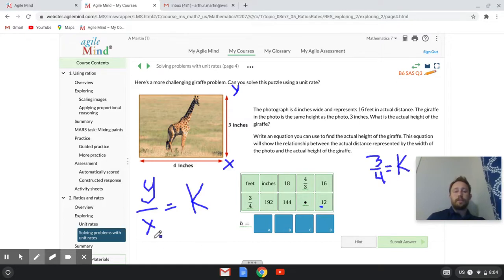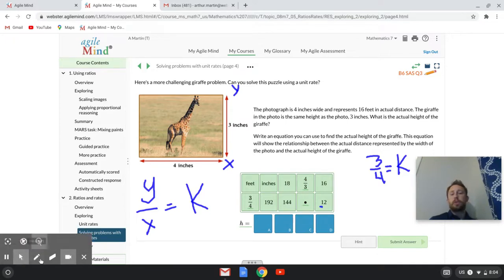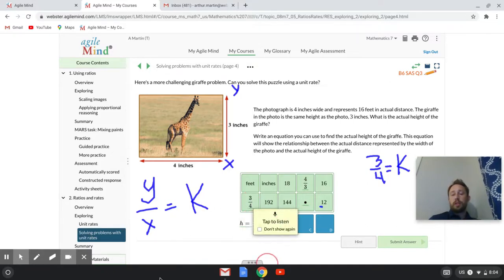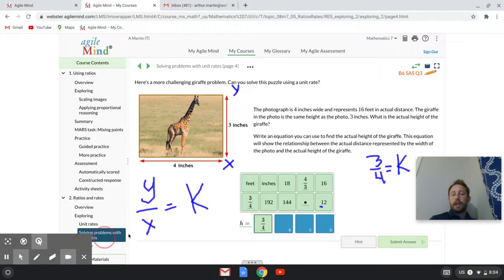Okay? So with that being said, h, which is our height, is equal to our constant of proportionality, which we know is 3/4. So we put 3/4 here, and we know we need to multiply it by what? What could we multiply it by?